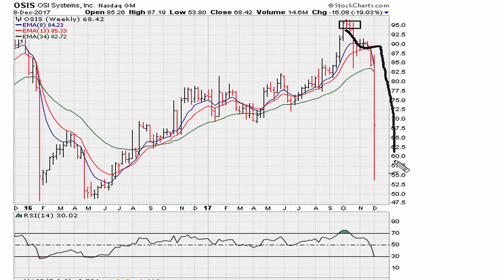We recently saw OSIS make a high around the $95 mark before eventually rolling over, and then we saw this big drop over the last week. What I want to talk about here is where this level became resistance potentially.